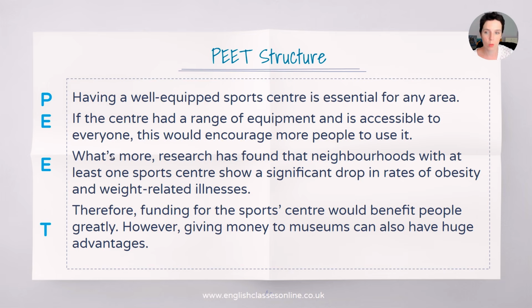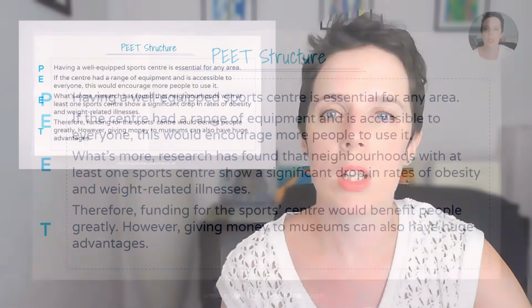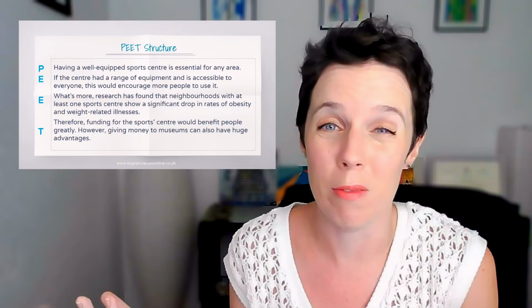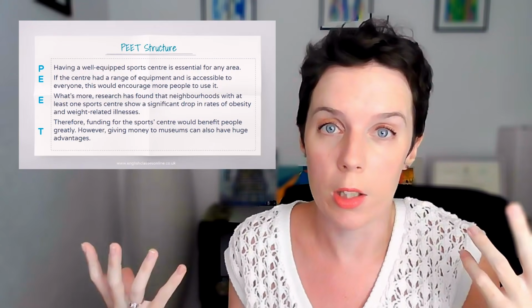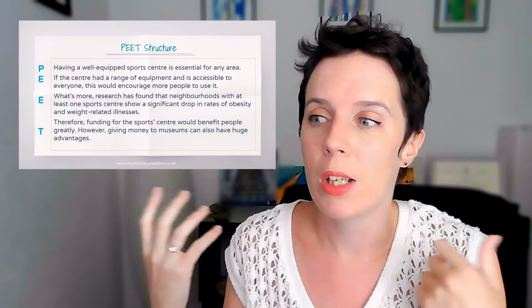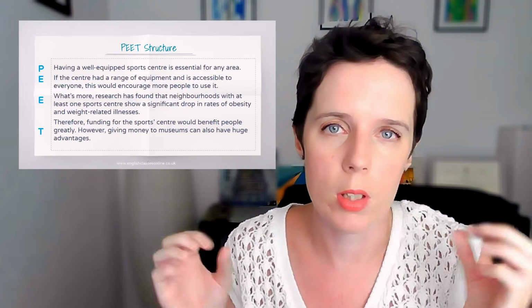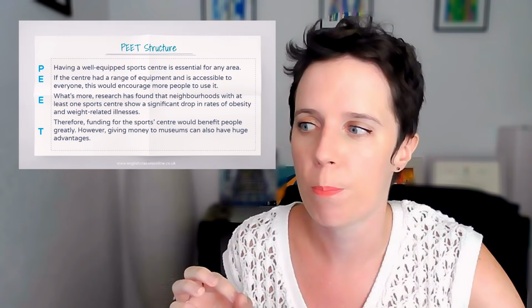What's more, research has found that neighbourhoods with at least one sports centre show a significant drop in rates of obesity and weight-related illnesses. So when you're giving an example, you can give an example of research. It doesn't have to be real research. You can just make up some research. You can give an example of research, or you can give a more general example if you want. It doesn't have to be super specific.